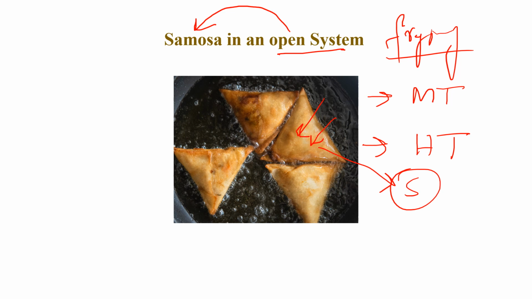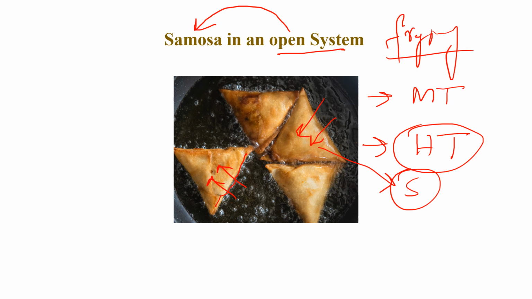While coming in contact with the hot oil, the raw samosa gets heated up. Its temperature rises, and as I already told you, the oil gets impregnated into this samosa. So the stuffing of the samosa, its temperature rises. So this is how the heat transfer occurs while frying.